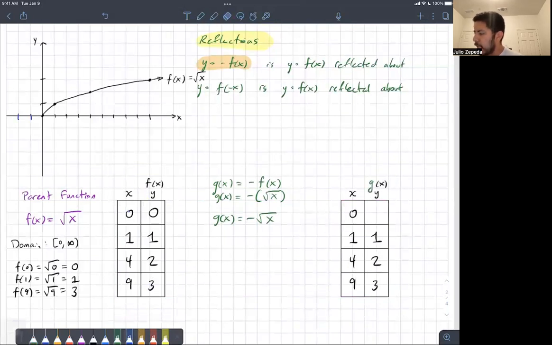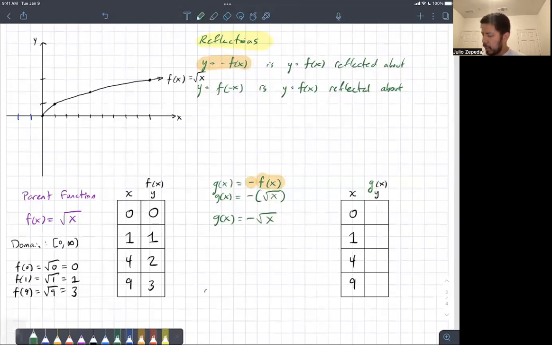And this is actually going to have an effect on the y values of the function. And g of x is just going to have y values with opposite sign to those of f of x. Okay, so let's plug in a couple of them and then we'll figure out what's going on.